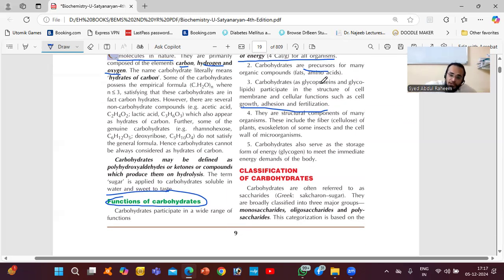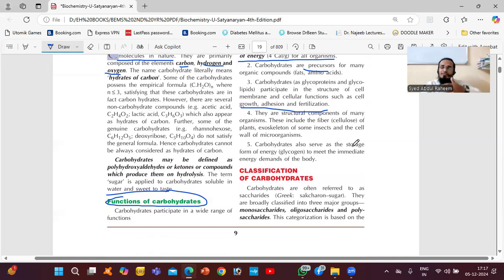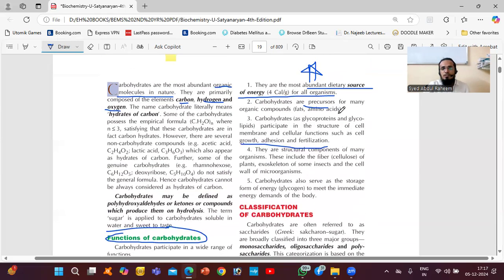So that is the reason we need carbohydrates. If the carbohydrates are not there, what will happen? The person cannot get proper energy. There will be no conversion of fat and amino acids, cell growth will stop, cell fertilization will stop, cell adhesion will stop. Other microorganisms will be affected, and there is no storage of glycogen. Okay, so these are the important functions of carbohydrates.